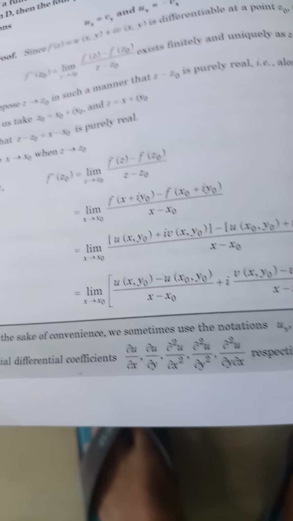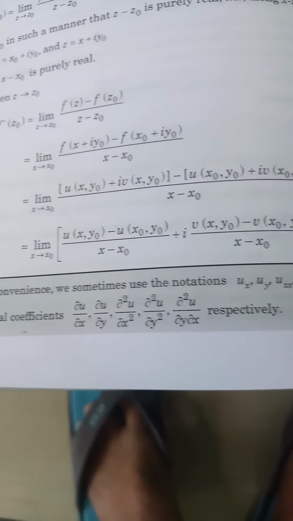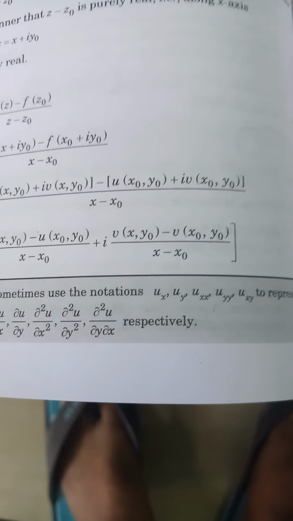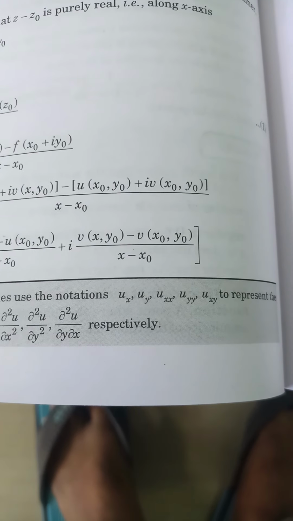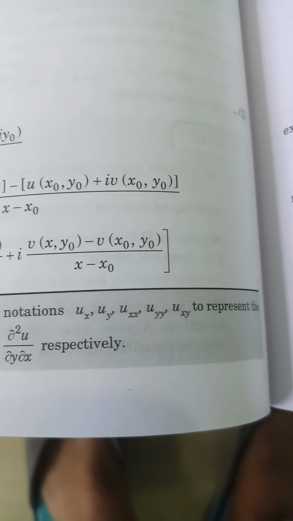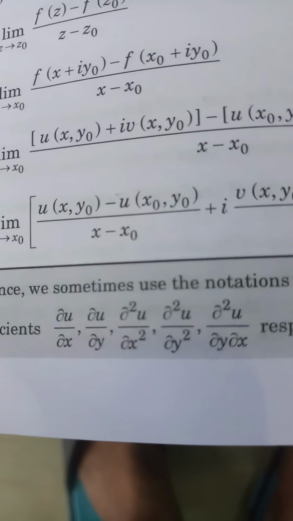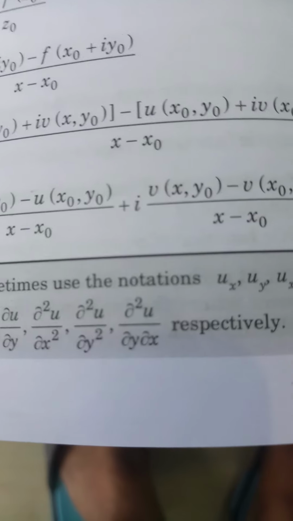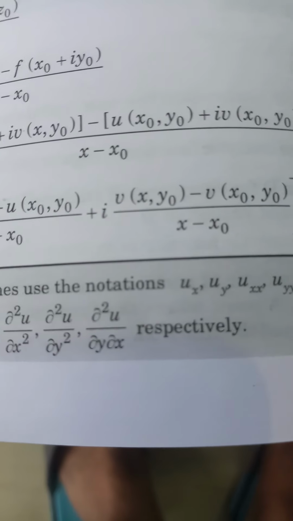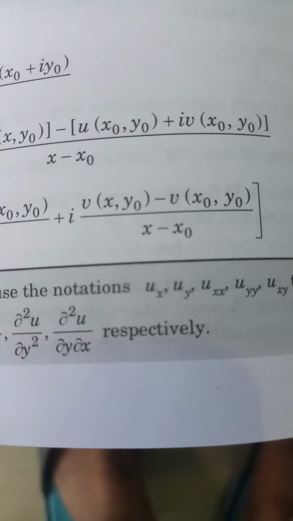There is also a note about this. For the sake of convenience, we sometimes use the notations ux, uy, uxx, uyy, uxy to represent the partial differential coefficients ∂u/∂x, ∂u/∂y, ∂²u/∂x², ∂²u/∂y², ∂²u/∂y∂x respectively.